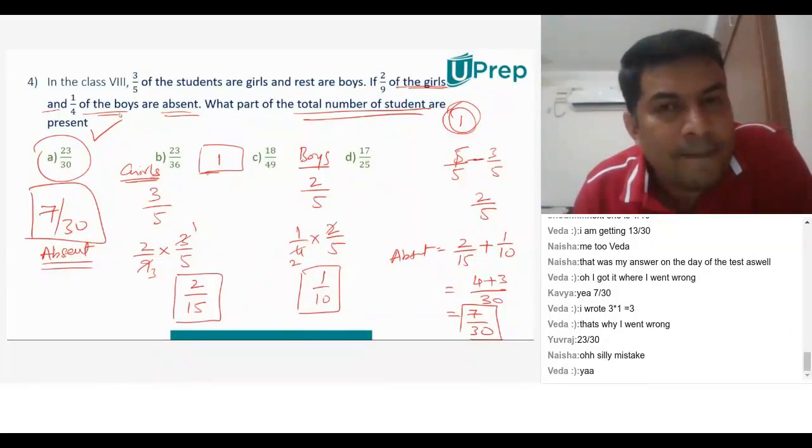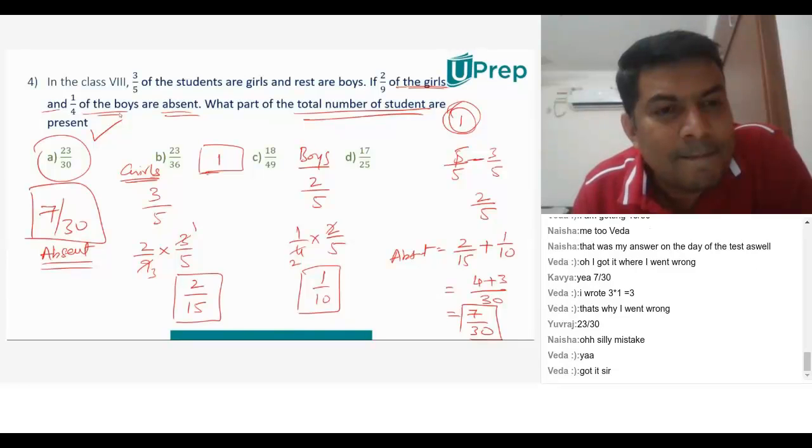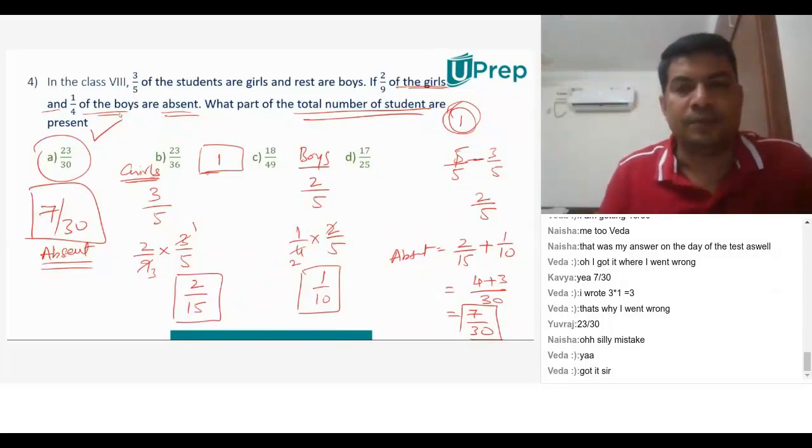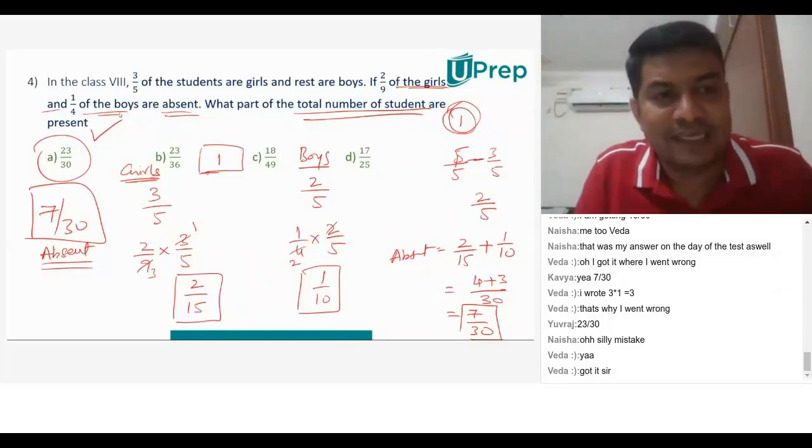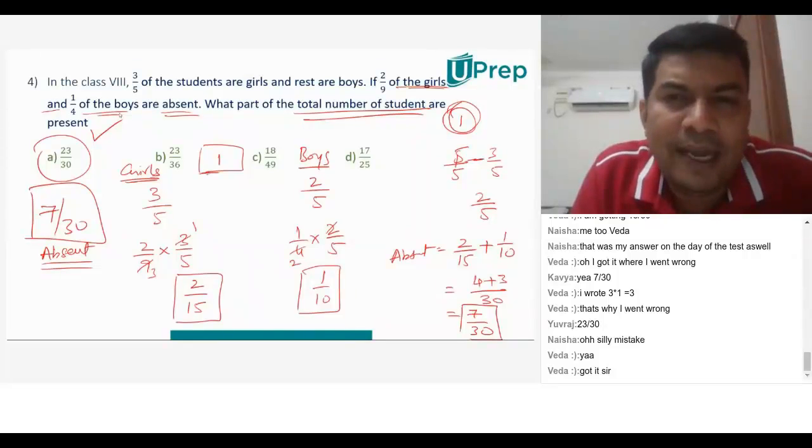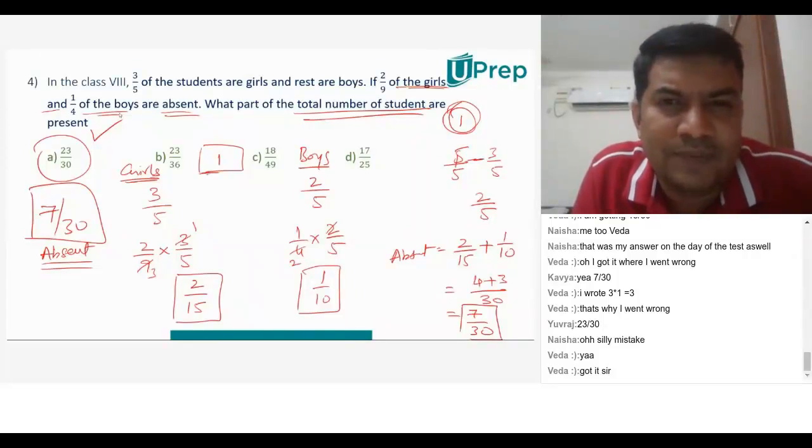I got it right till 7 by 30, but then I thought it was the number of present instead of absent. So because it was 30, I went with that answer. No problem, no problem. Is everyone okay with this? Alex, you're able to follow now? Alex, tell me if you're able to follow, just mention yes. Yes, sir. Or tell me no.